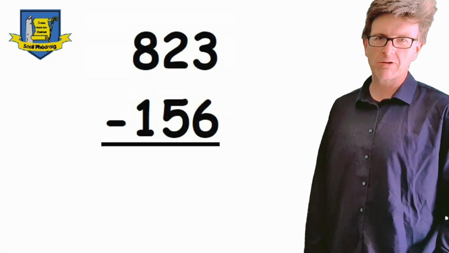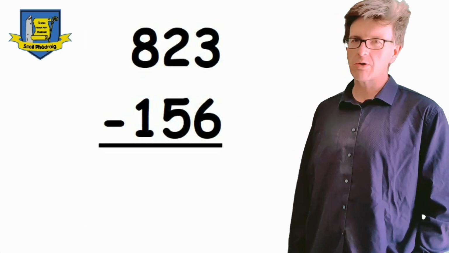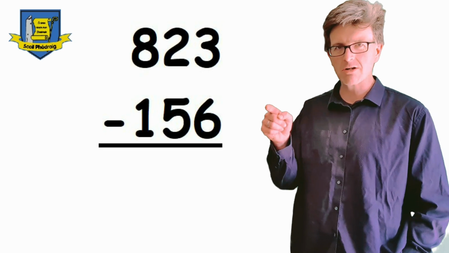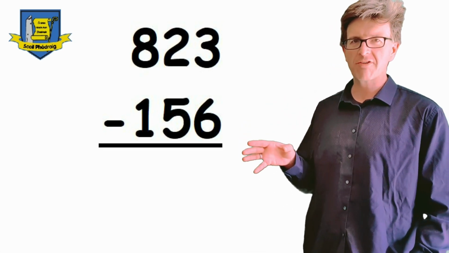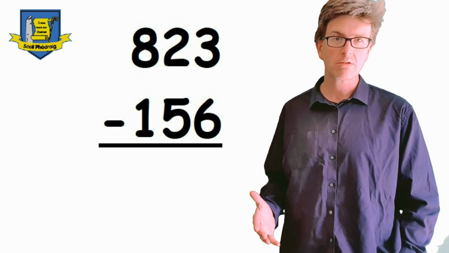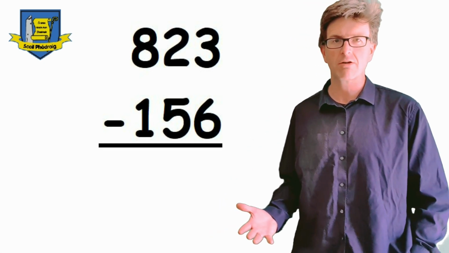Now here's the first example we're going to do. 823 take away 156. Now remember, the bigger number always goes on top. So when it's a 3-digit number, that's the number with the most hundreds. If it was a 2-digit sum, that would be the number with the most tens.